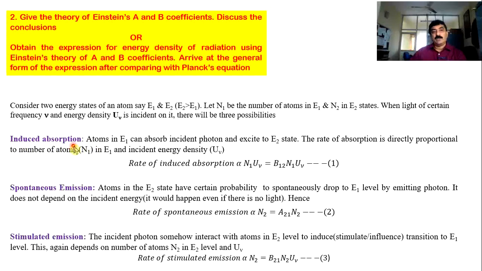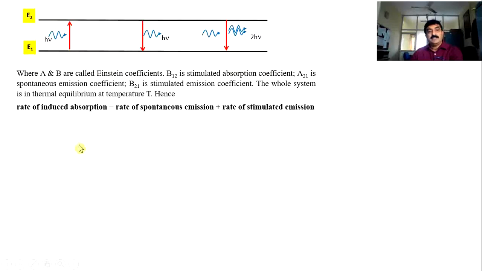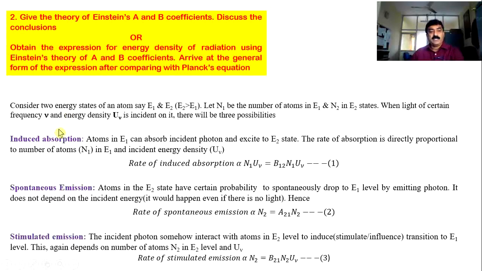What is induced absorption? I told you first one. This is induced absorption, right? Atoms in E1, that is ground state, can absorb the incident energy and go to excited state. The rate of absorption is directly proportional to number of atoms. I told you it depends on number of atoms and depends on the energy density. Therefore, I have written rate of absorption is proportional to N1 U nu. I remove proportionality sign, I put equals, then it is B12.